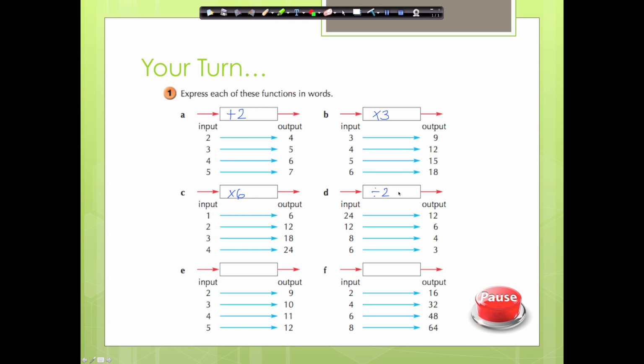And then the next one, for E, we have got 2 to 9, 3 to 10, 4 to 11, that's adding on 7. And then the last one, 2 to 16, 4 to 32, 6 to 48, 8 to 64, we can see that's timesing by 8. Okay, so there shouldn't be anything too difficult there.